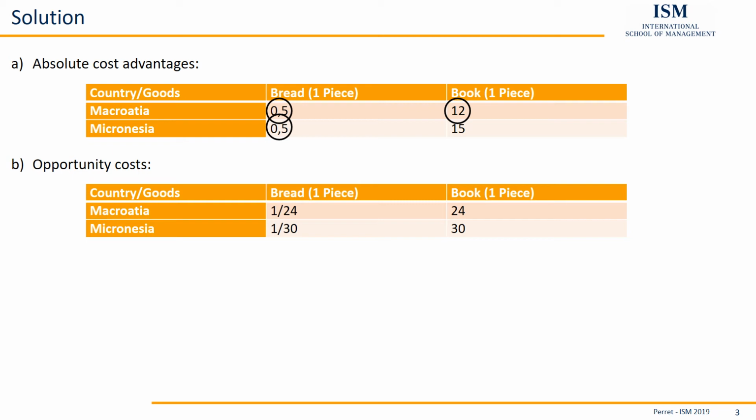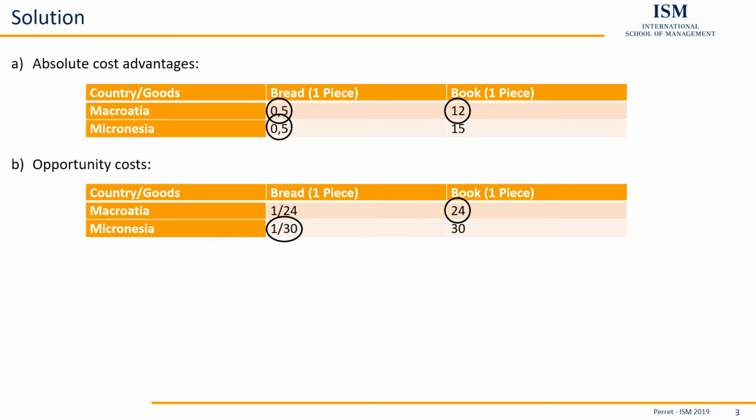We do the same for Micronesia, and we get the results as presented here in the table. And well, then the only thing to do is to select for each of the two goods the one country which has the lowest opportunity cost. And for bread, this is Micronesia, it's only 1/30. And for books, that's Micronesia because 24 is smaller than 30. So here, those two are the comparative cost advantages. Micronesia has one in bread, Micronesia has one in books.